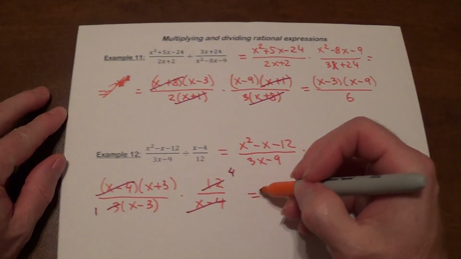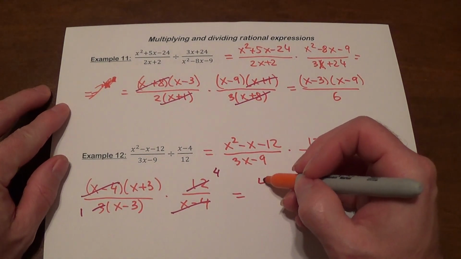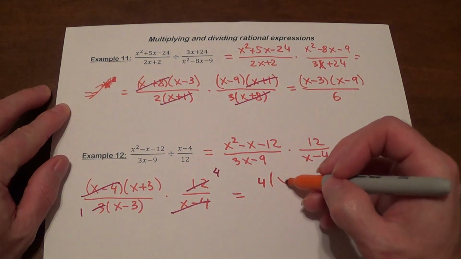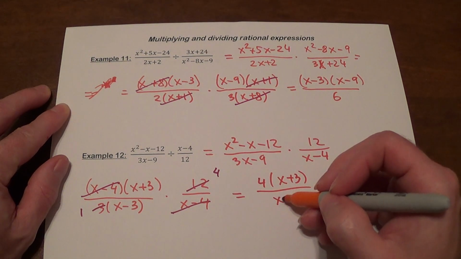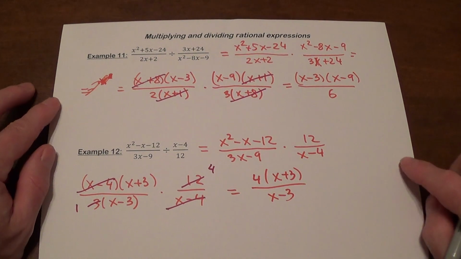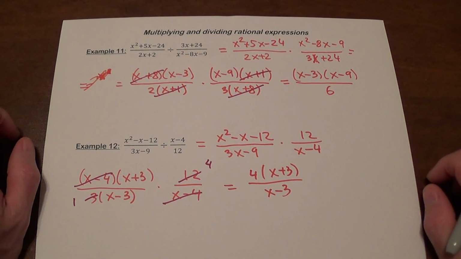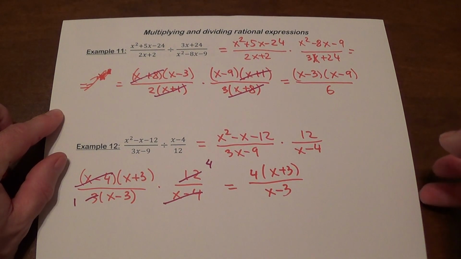And what do we have? We're going to have 4 times x plus 3. And in the denominator we're going to have x minus 3 remaining. Okay, I have one more example.